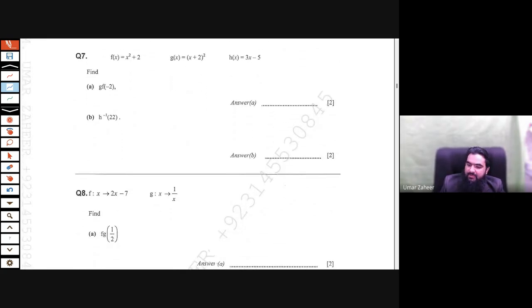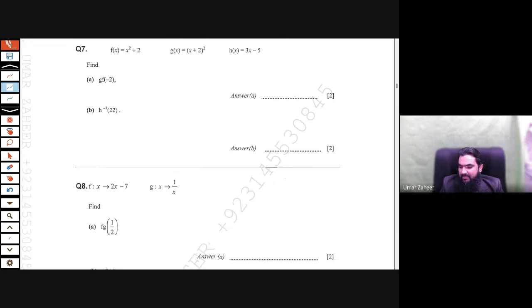Now look here. We have question number 7. We have f of x equal to x squared plus 1, g of x is this, and h of x. We need g of f of minus 2. First we need the value of f of minus 2.